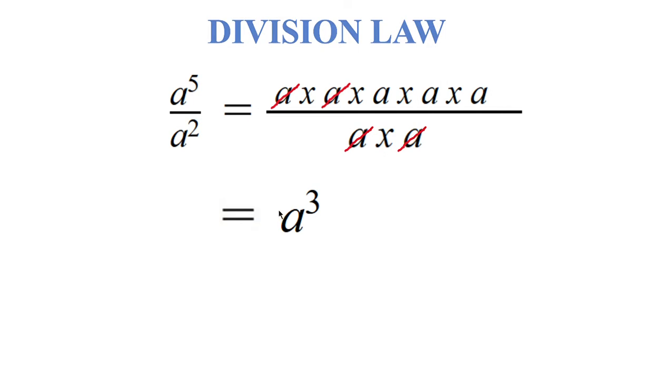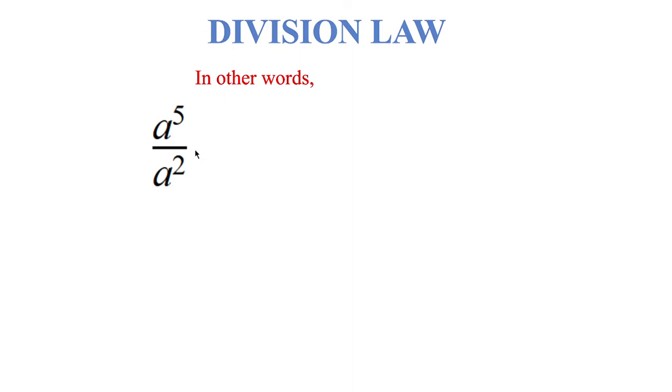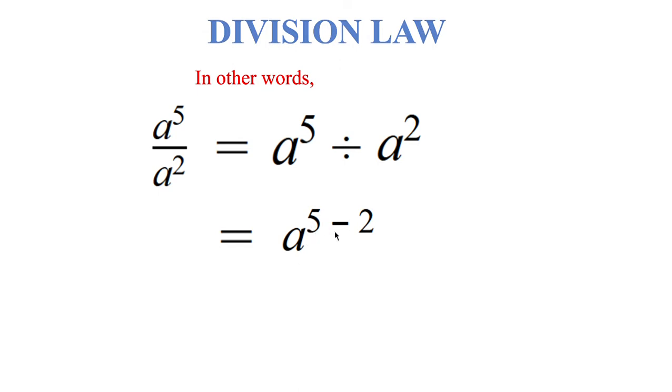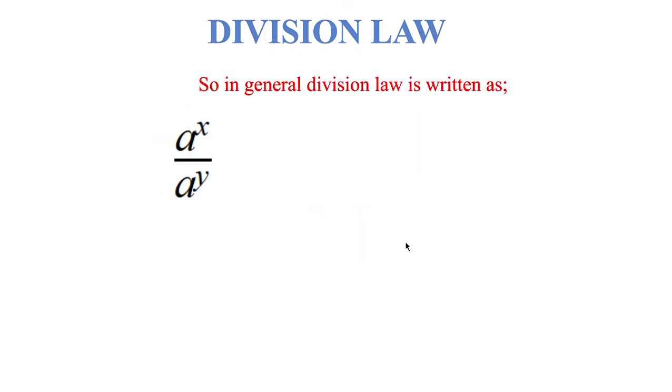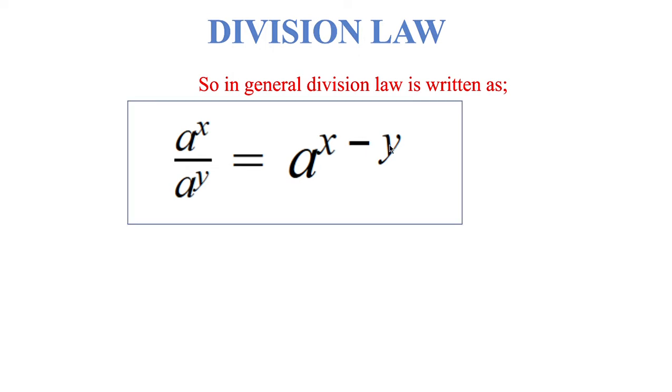In other words, we are saying that A to the power 5 over A to the power 2 is same thing as saying A to the power 5 divided by A to the power 2, which gives us A to the power 5 minus 2. From this, we can derive our division law for indices. So, in general, division law is written as, if I have A to the power x over A to the power y, it is written as A to the power x minus y. In other words, for division, when we have the same base, we subtract the powers.